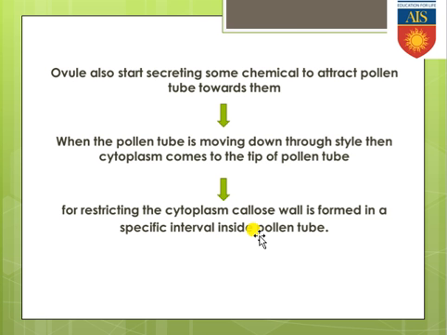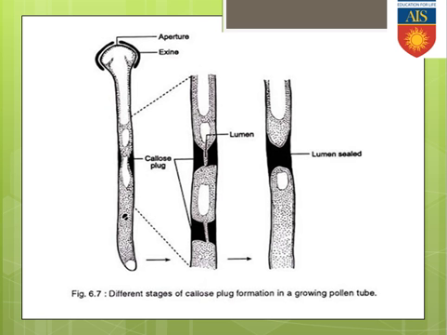The plant itself is making the callous wall so that the cytoplasm movement will be restricted or inhibited during its movement through the style. Okay, so in this figure you can see this specific phenomenon properly.